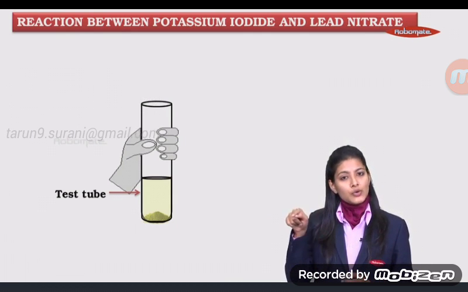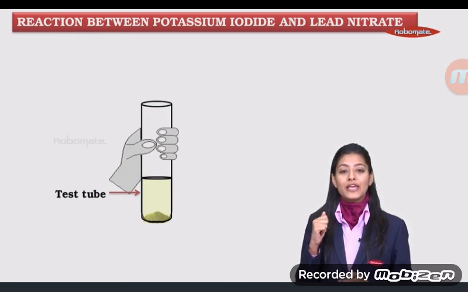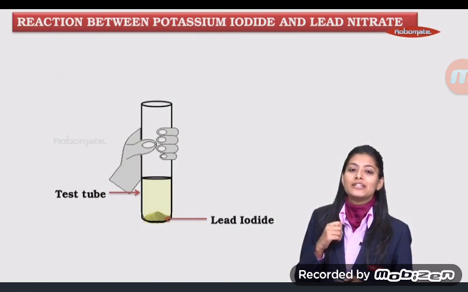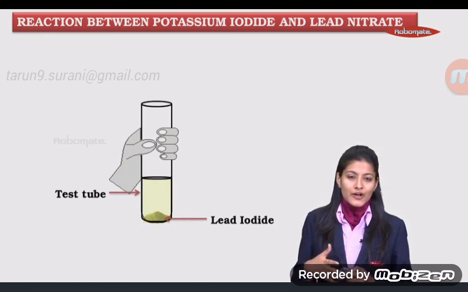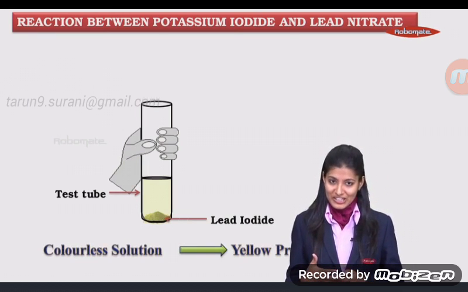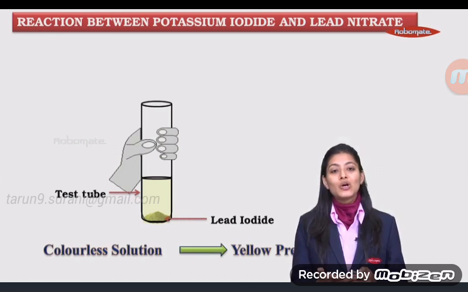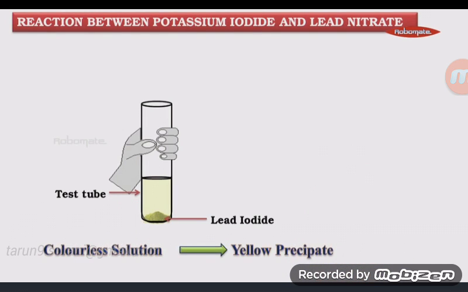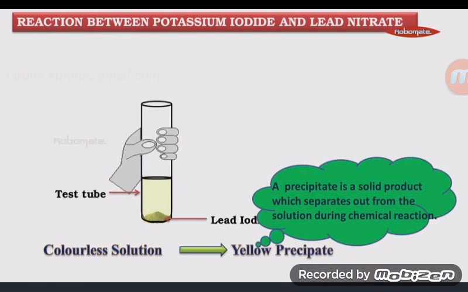But along with that, you can see some particles lying at the base of the test tube. Those particles are of lead iodide. Over here we observed that a colorless solution got converted to a yellow colored precipitate. But what is a precipitate? A precipitate is a solid product which separates out from the solution during a chemical reaction. Lead iodide was that solid product which separated out from the solution. Hence, lead iodide is the yellow colored precipitate that was formed.